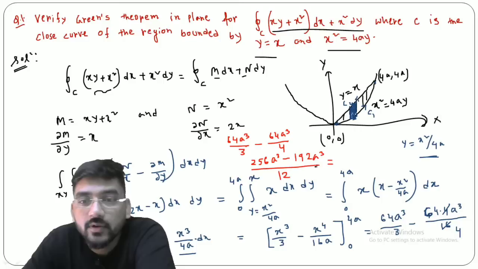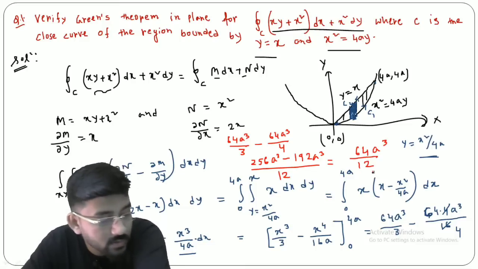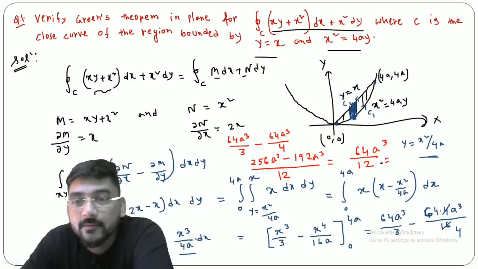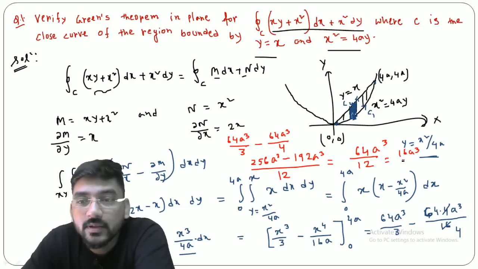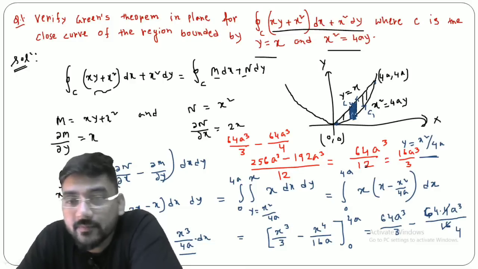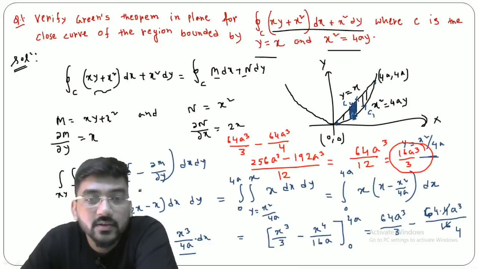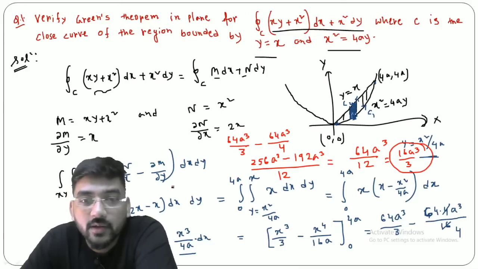So now you can do it, it will be 256 minus 192, that is 64a cube divided by 12. So your value will be 64a cube by 12, and that is nothing but 16a cube by 3. So this will be your answer for the double integration. If you solve this double integration, then you will have 16a cube by 3.